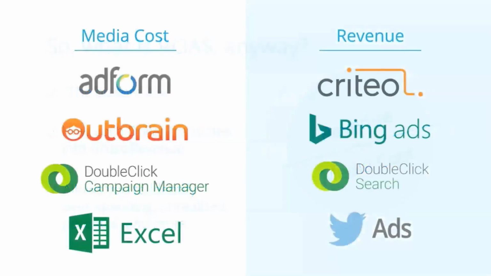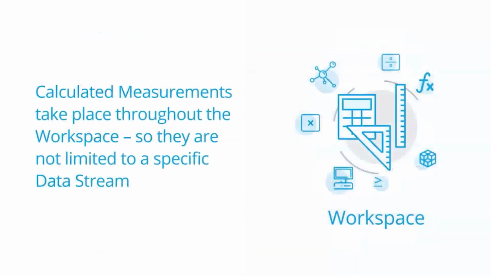So revenue divided by media cost gives me the return on ad spend. Now media cost is received from platforms like Adform, Ubrain, DoubleClick Campaign Manager, or by Excel. However, revenue is derived from Criteo, Bing Ads, DoubleClick Search, Twitter Ads, etc. You know, we need to have a combination between the two, right?